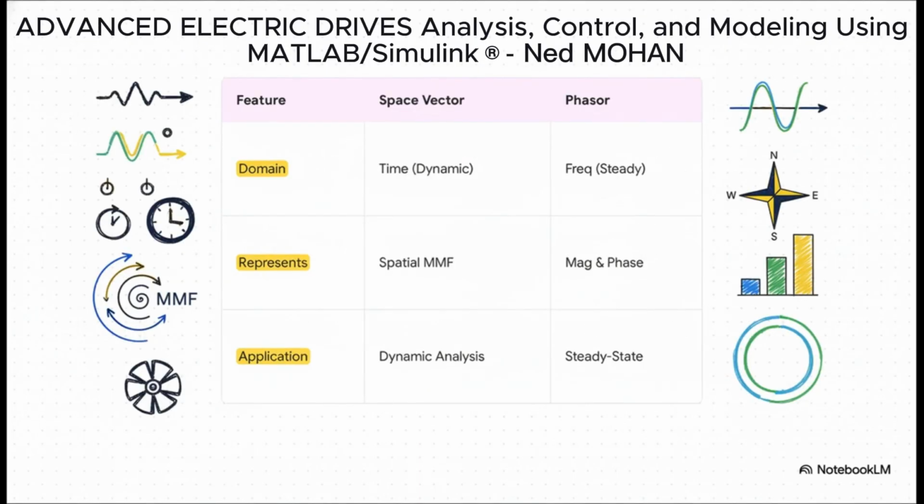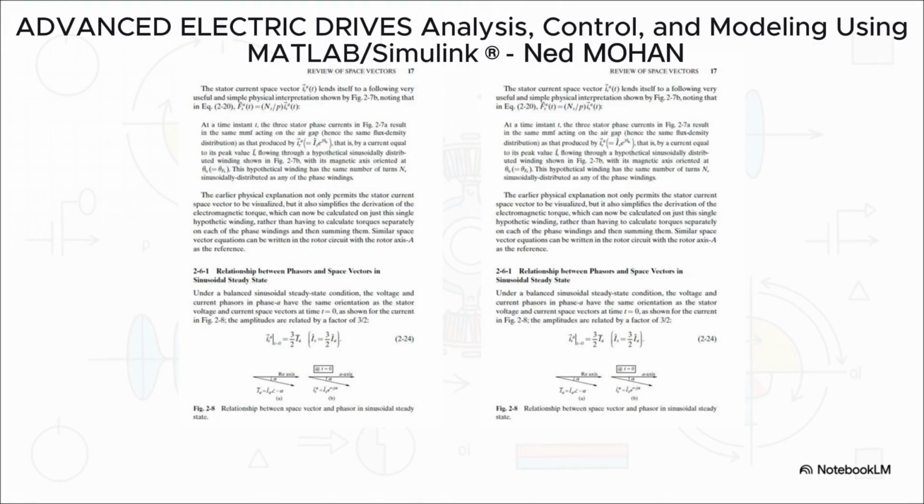So here's the absolute key difference, and you gotta get this straight. It's all about domain and application. A space vector lives in the time domain. It represents the instantaneous spatial MMF at a specific moment in time. That's why we use it for dynamic and transient analysis. A phasor, on the other hand, lives in the frequency domain. It only represents the magnitude and phase of a nice, clean sinusoidal signal in steady state. Totally different jobs.